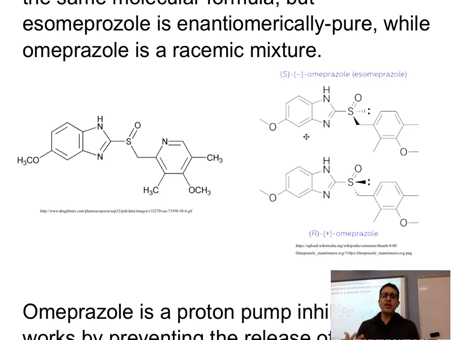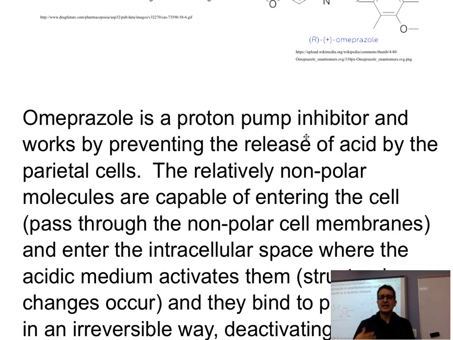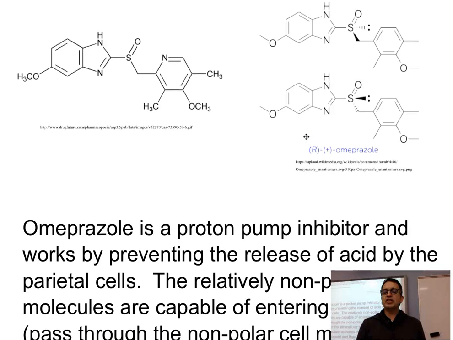Now, the way that omeprazole works is that it inhibits proton pumps. Protons, normally H plus, that's acid. Omeprazole stops proton pumps from releasing the acids. This is again in the parietal cells. And how does it work? Let's look at the structure one more time. We can see that it is relatively non-polar. Because it's non-polar, it can go through the cell membrane and therefore act inside.